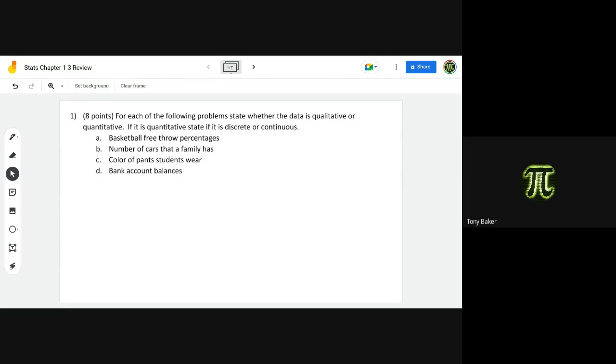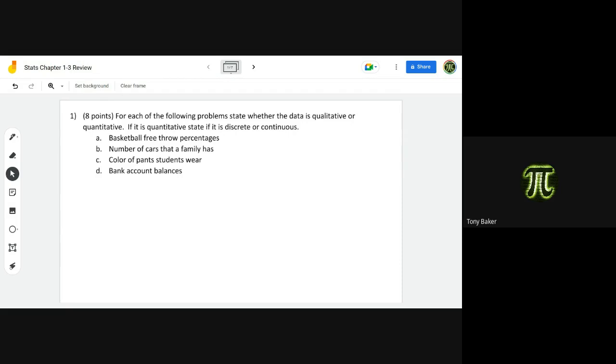Any other questions? All right, let's go over the review. So you notice each question had the number of points for it, since each question's worth a little bit differently based on how much work you have to put into it. Like this one's worth 8 points, so each part, in essence, is worth 2 points because there's 4 parts to it. This one's asking you to determine if the data is qualitative or quantitative.